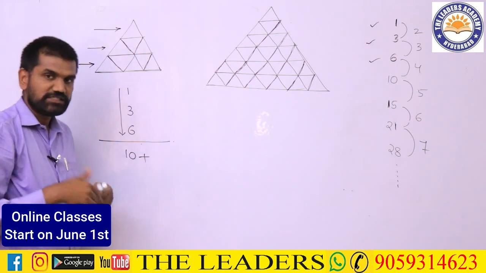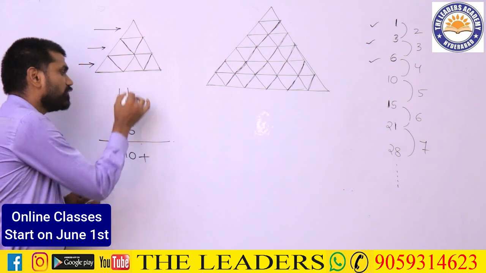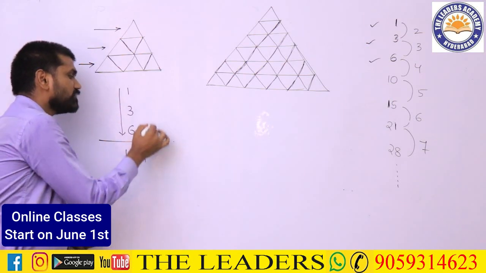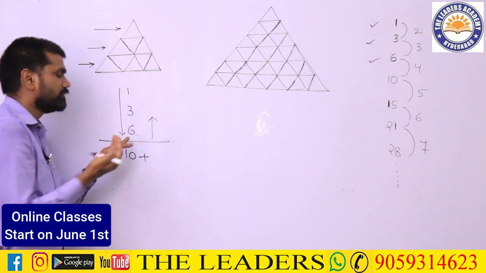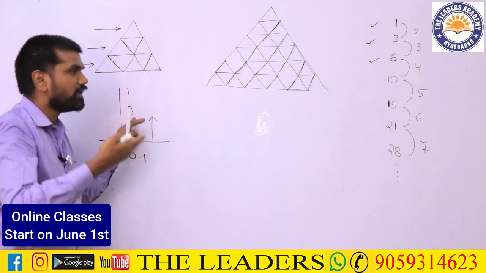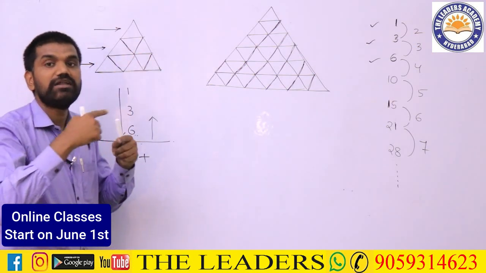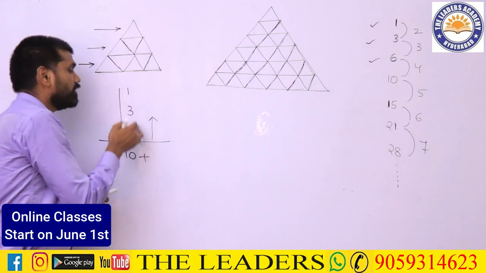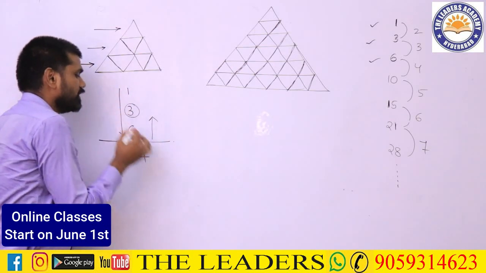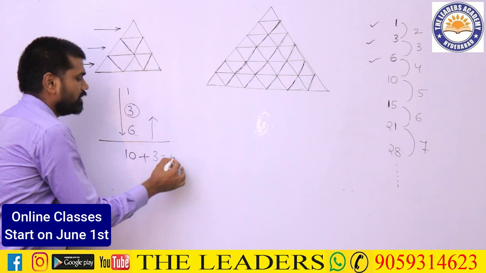Plus, there are some more triangles. After adding vertically, you go in reverse order, leaving the last number, take alternate numbers and add. Here we have only one alternate number, that is 3, I am adding it. That will be 13.